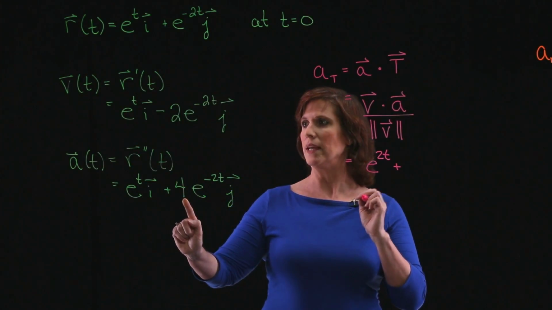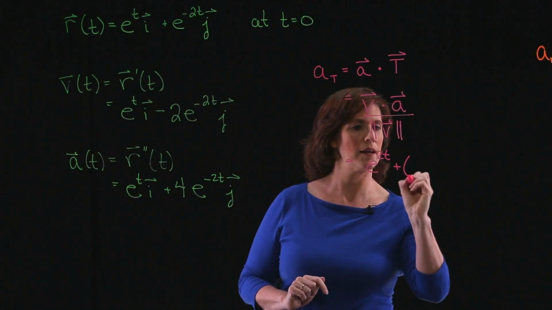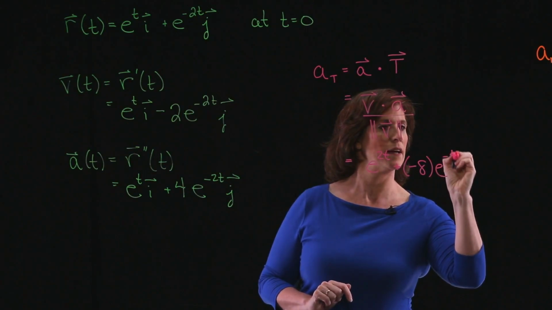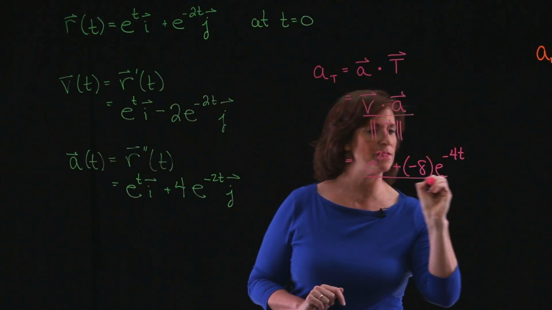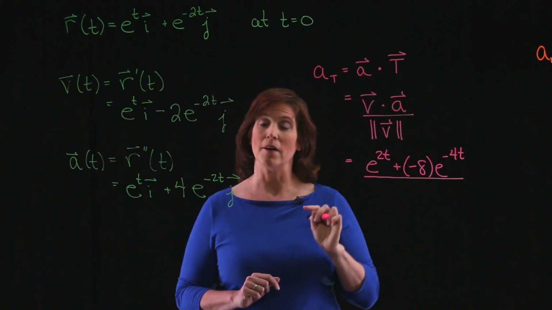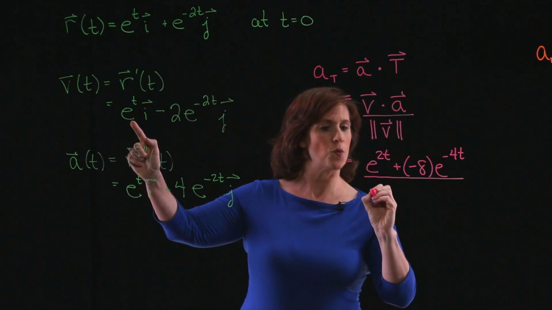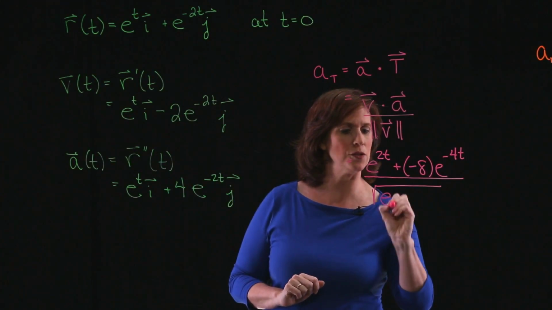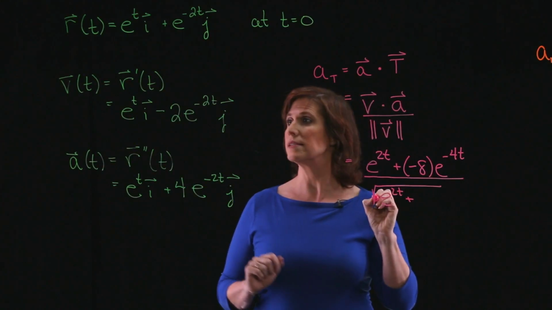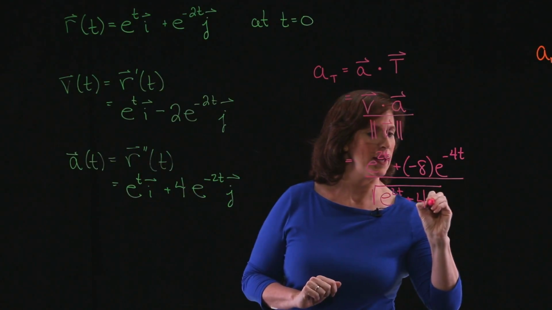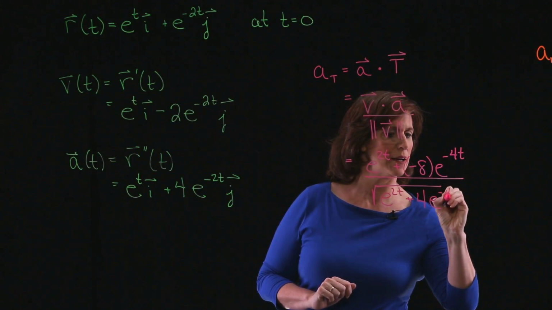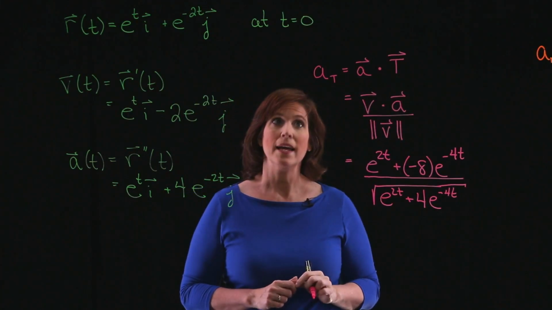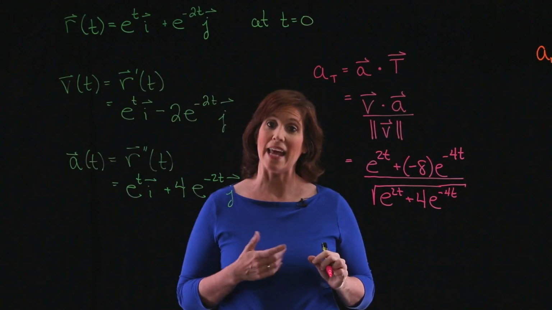So that's going to be minus 8 times e to the minus 4t. And then we're going to divide that by the norm of v, which is going to be the square root of the sum of the squares. So that'll be e to the 2t plus 4e to the minus 4t. Okay, so that is my tangential component of acceleration at any point.